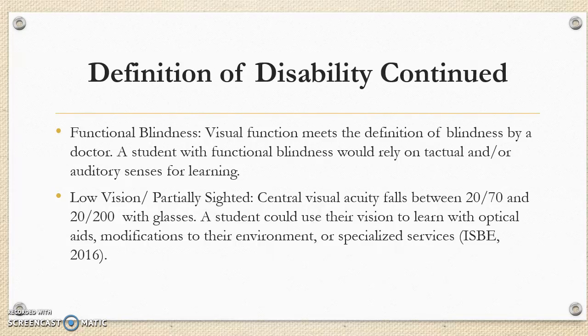A child that has low vision would have a visual acuity between 20/70 and 20/200 with correction. With optical aids, a modified environment, and specialized services, a child that has low vision could use their vision to learn.